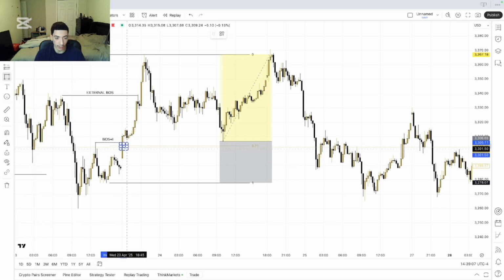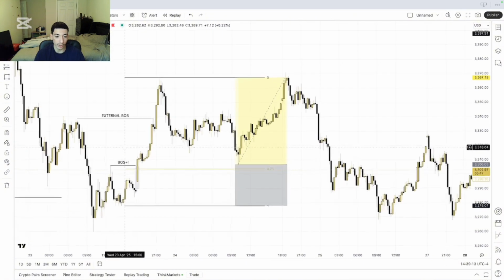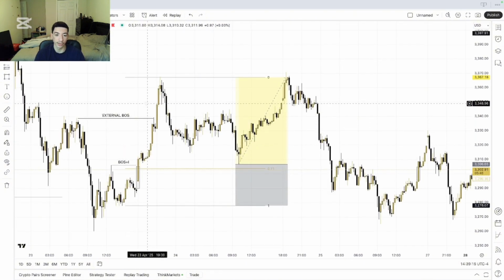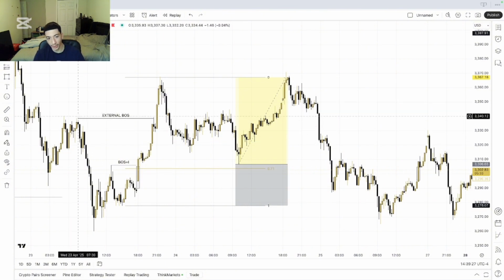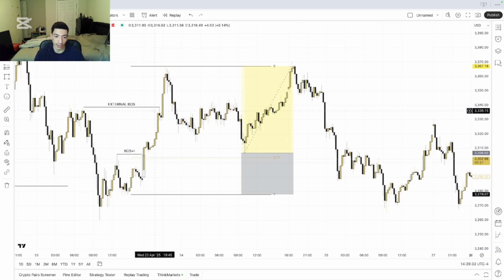If you see here, we had this nice break of structure, an internal break of structure, sorry, with an imbalance. And we also had an external break of structure, which if you watched the last video, you know is my major break of structure. I won't always go off of an internal break of structure. I kind of wait for a more important high to get taken. So as you can see, we closed pretty strongly above this high. It was a nice bullish range we got here.